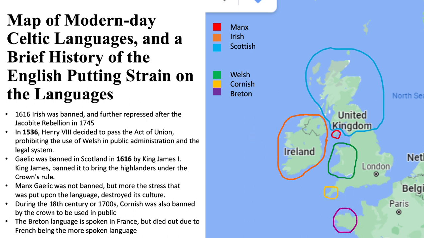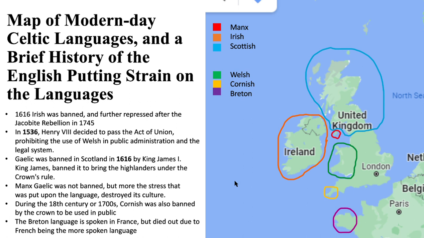A quick bit of history: in 1616, Irish was banned and further repressed, and after the Jacobite Rebellion in 1745, they couldn't really speak Irish anymore in Ireland. In 1536, Henry VIII passed the Act of Union, prohibiting the use of Welsh in public administration and the legal system. That made the opportunities and usefulness of Welsh severely go down, and it was not really a needed language anymore. You also have Scottish Gaelic, which was banned in 1616 by King James I to bring the Highlanders of Scotland under the crown's rule and to remove the so-called barbaric culture and nature.